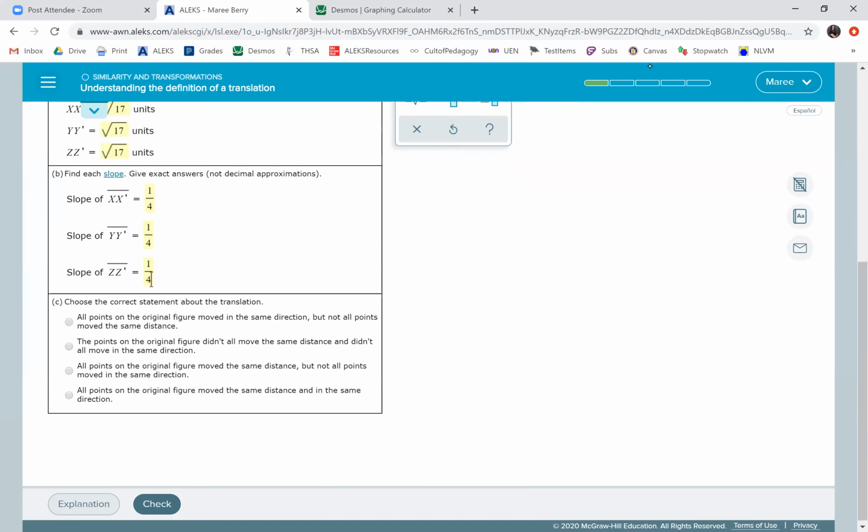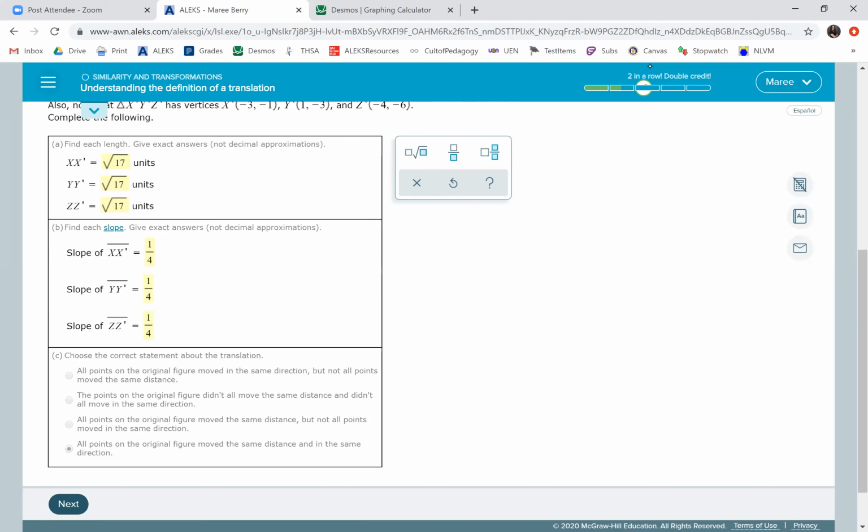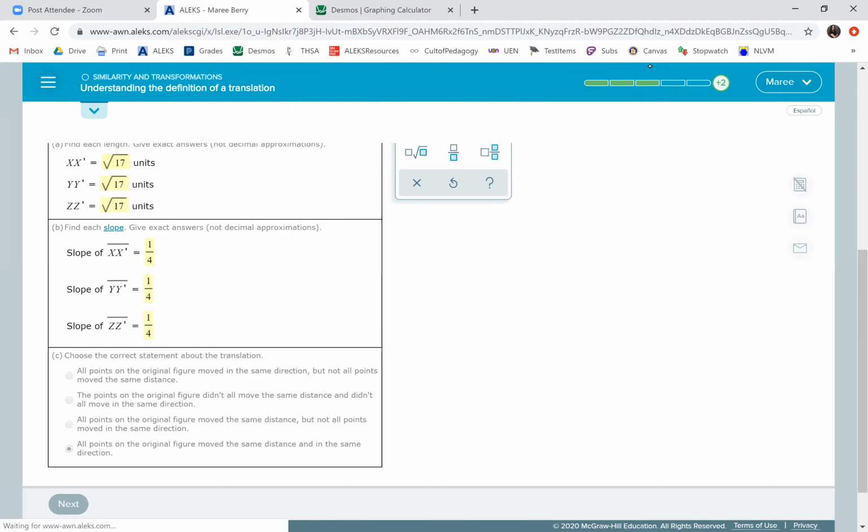So we want the same direction and same distance. This one says not, so it's this last one: all the points in the original figure move the same distance and in the same direction. Then we'll do one more for practice here.